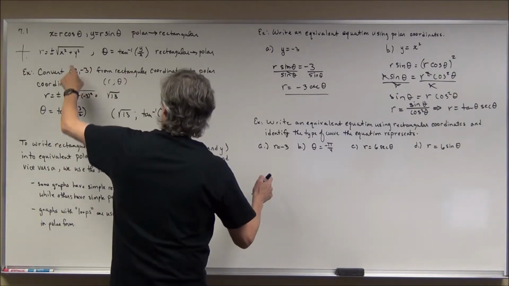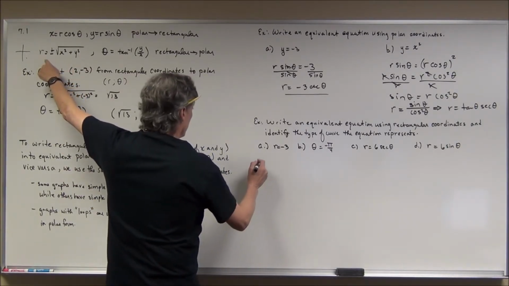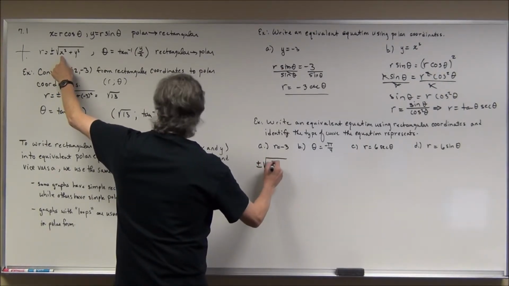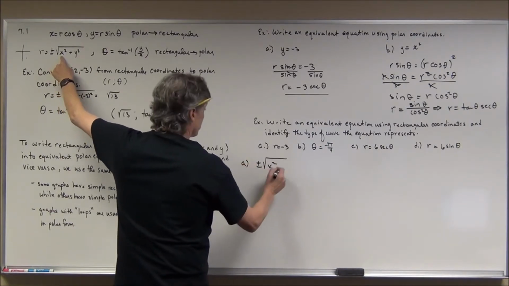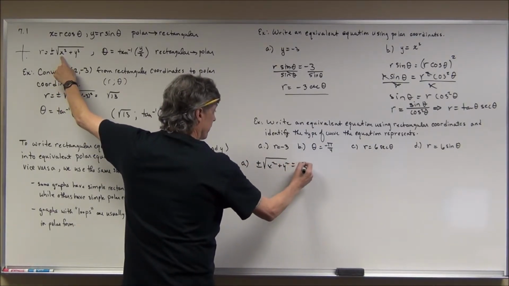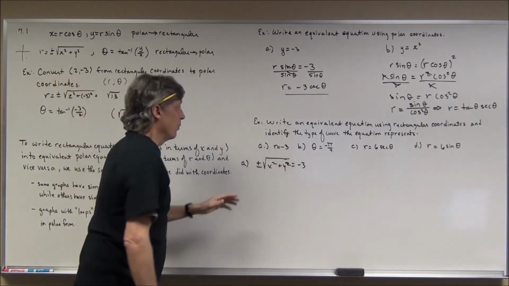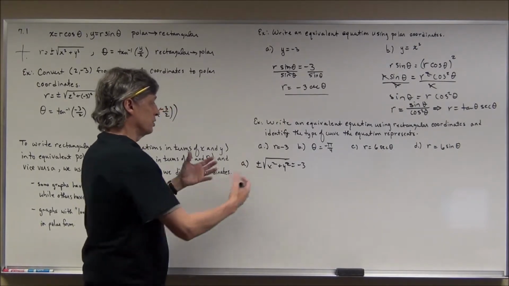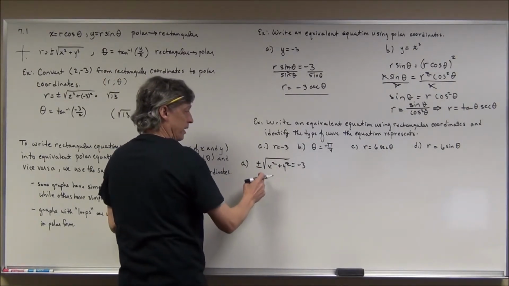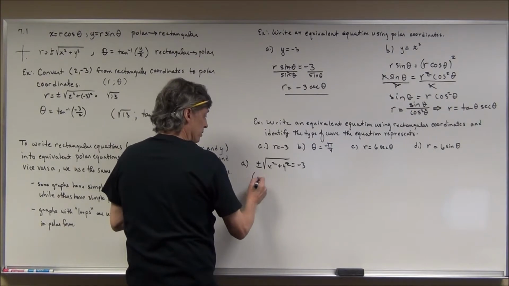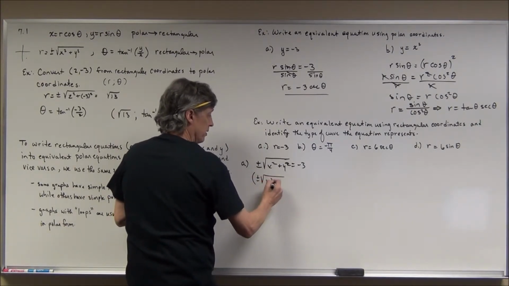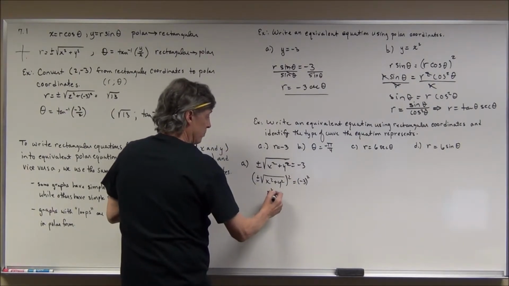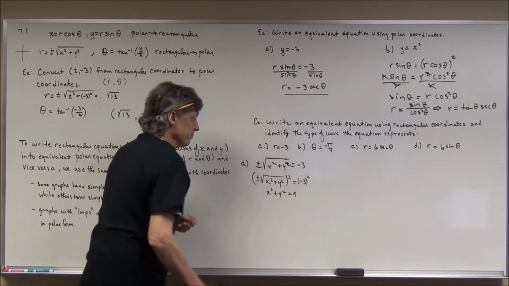Well, what's r? Let's go back to here. r is equal to plus or minus the square root of x squared plus y squared, this is part A here. And that equals -3. Now, I'm going to be able to identify the curve that the equation represents. I can't really do it here. I'll square both sides. Let's get rid of the plus or minus, and let's get rid of the radical. I'm going to square both sides, and I get x squared plus y squared is equal to 9.